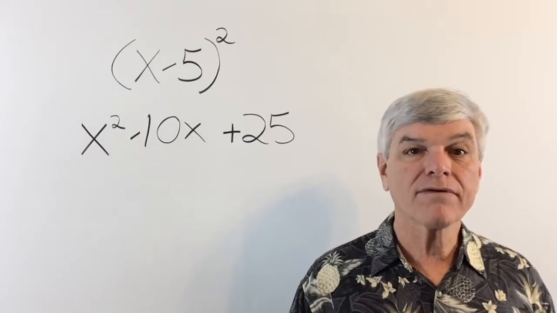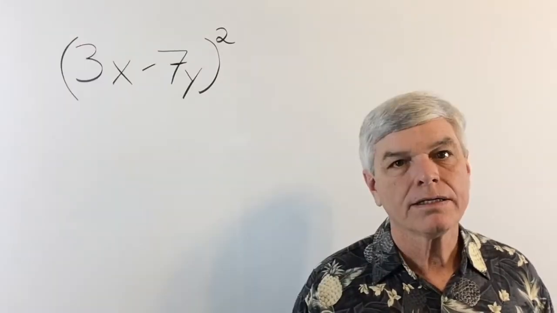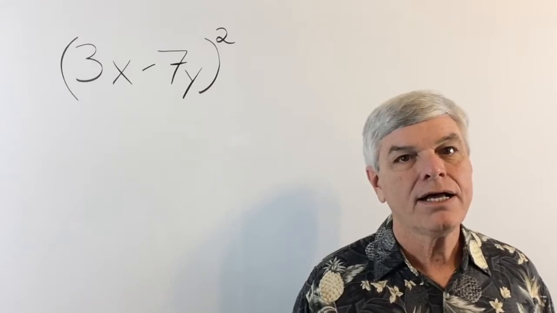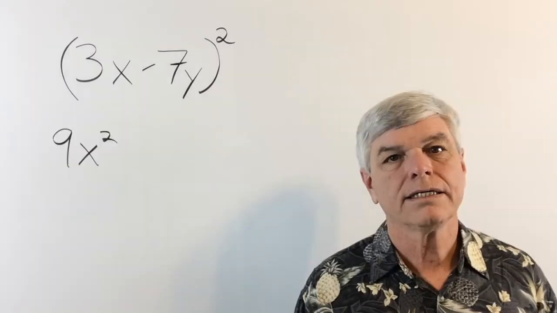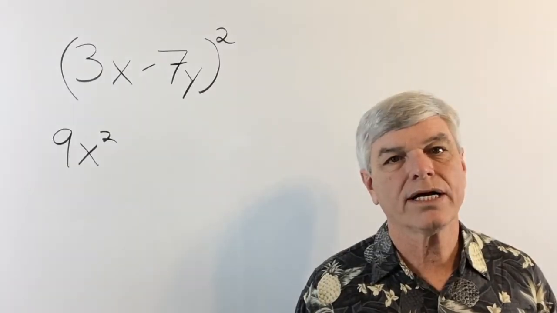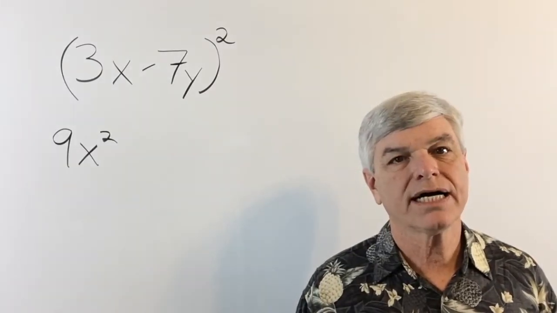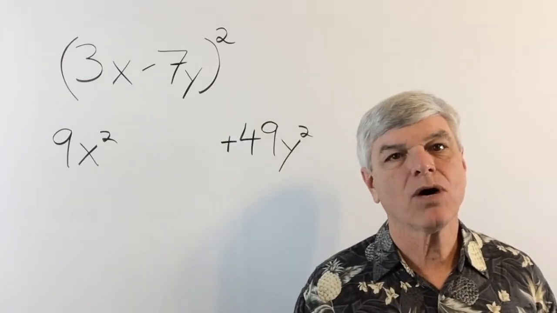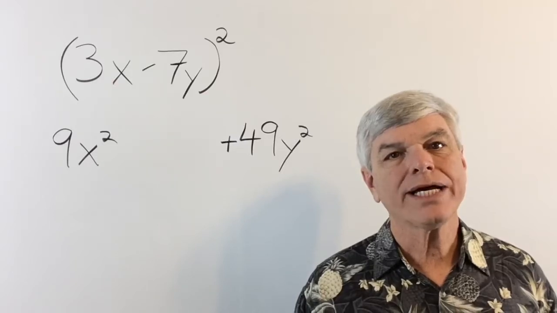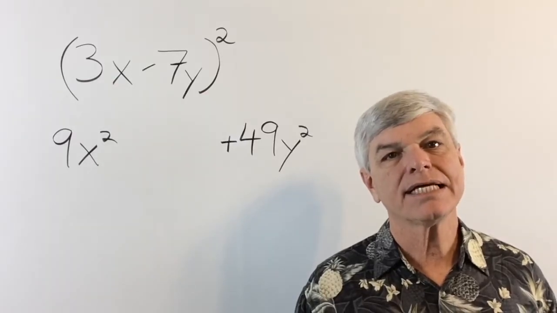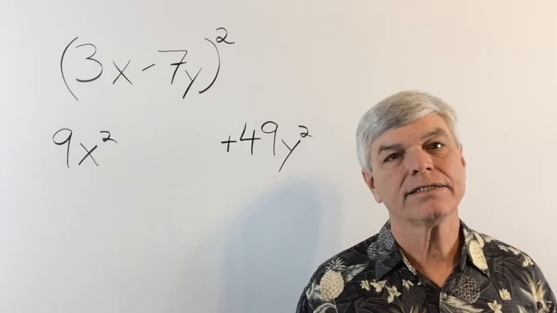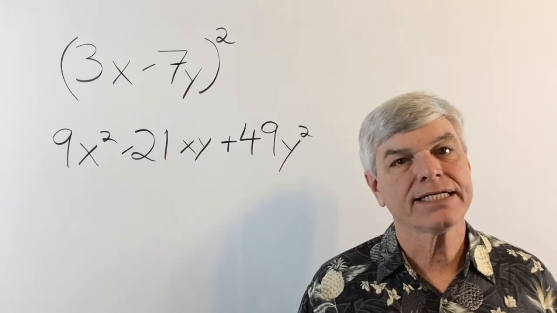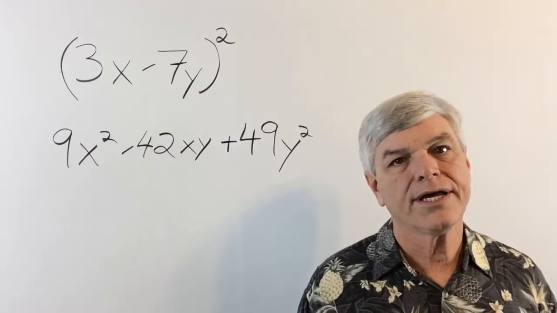Let's try one more perfect square. Okay, this shouldn't take too long, and I shouldn't need to do too much explaining here. 3x times 3x is 9x squared, and negative 7y times negative 7y is positive 49y squared, and 3x times negative 7y is negative 21xy, and don't forget to double it. There you go, and that's your answer.